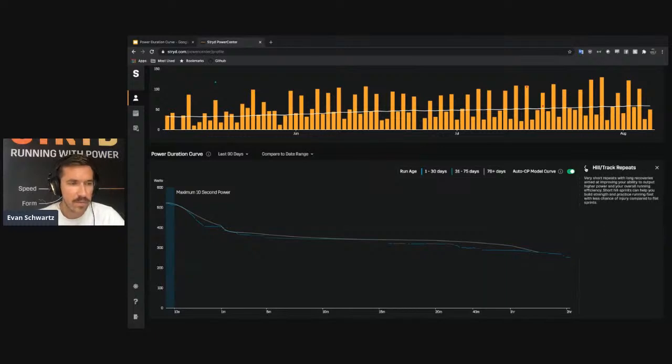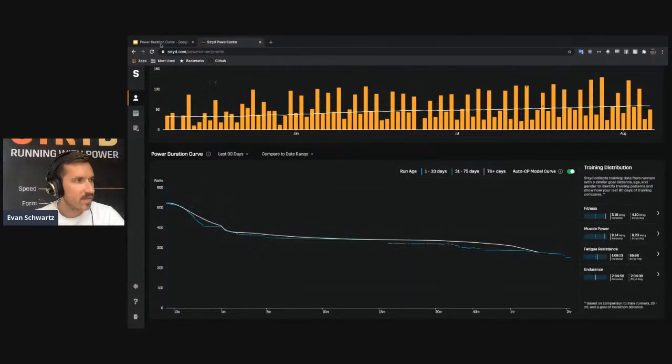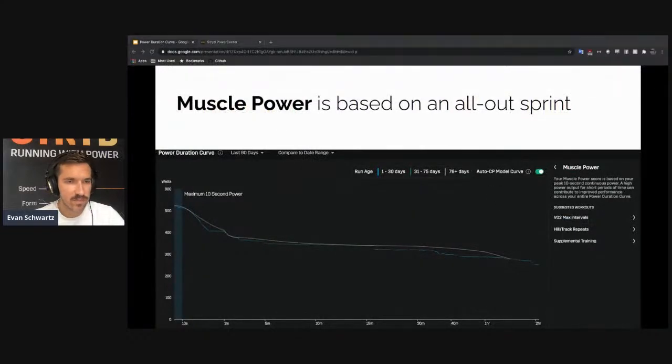So I might be interested in adding hill and track repeats into my training, and the power duration curve training distribution section shows me that very short repeats with long recoveries aim at improving your ability to output higher power and your overall running efficiency. Short hill sprints can help you build strength and practice running fast with less chance of injury compared to flat sprints. So this is cluing me into different types of training I can do. Things like form drills or weightlifting are in the supplemental training section that I can also add in there. So it's giving me a little bit more information specifically about how I can continue to improve.